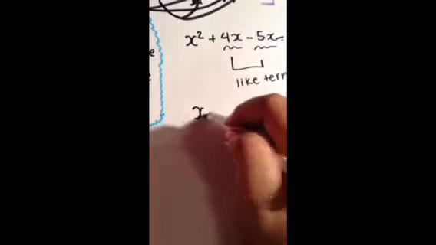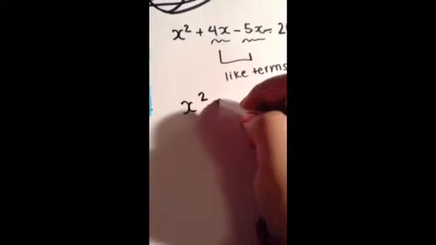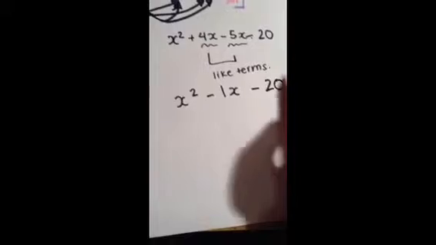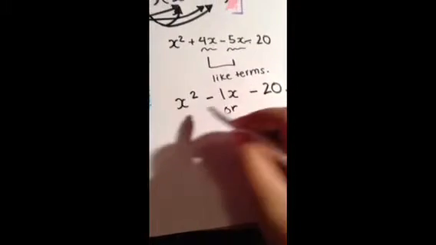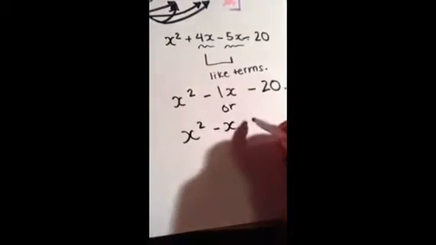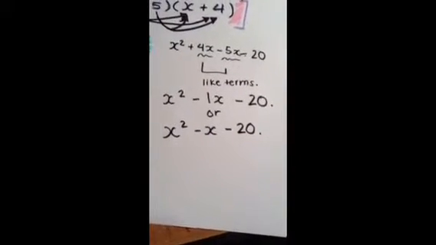So we're going to write out the expression again, except with the 1x. Negative 1x, don't forget that. Take away 20. Or you could just write it as x squared, take away x, take away 20. And so that's your answer.